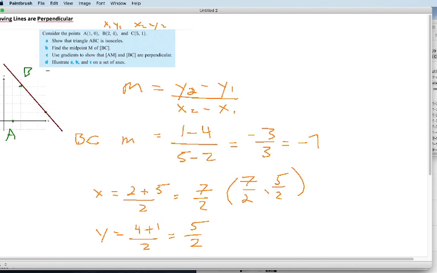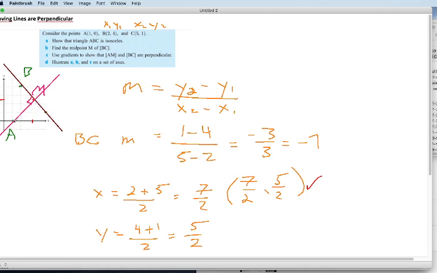And then we found the midpoint of BC. And that's approximately 7 over 2 and 5 over 2, which is about here. So 3.5 and 2.5, which makes about right. Here's about 2.5. Here's about 3.5. So this looks good. And now they want us to see if the gradients of AM and BC are perpendicular. So if I draw a line connecting A, and now I can label this point M here. That's my midpoint. If I connect these two, that kind of looks perpendicular, right?